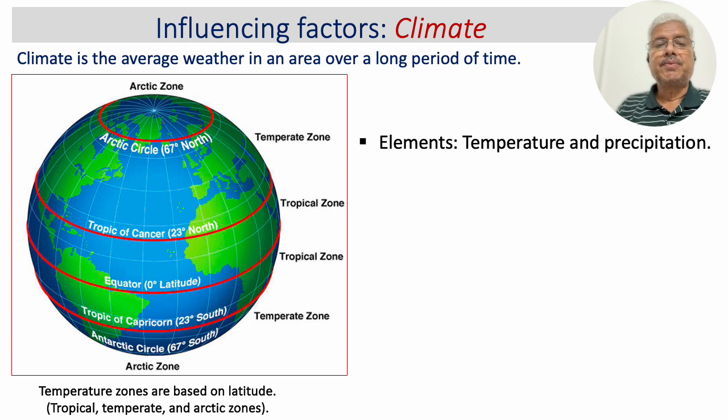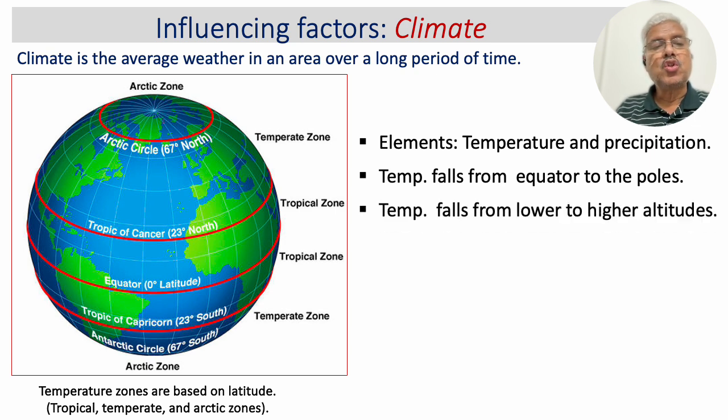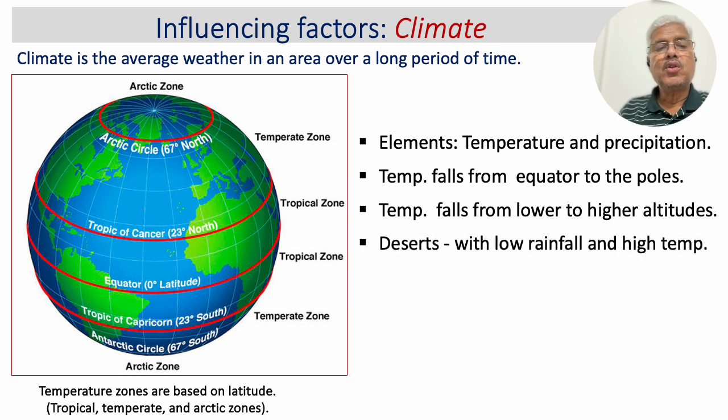The influencing factors which determine the biome formation. The first one is the climate. The climate is the average weather in an area over a long period of time. It includes elements such as temperature and precipitation. Temperature falls from the equator to the poles. Major temperature zones are based on their latitude. They include tropical, temperate, and Arctic zones.